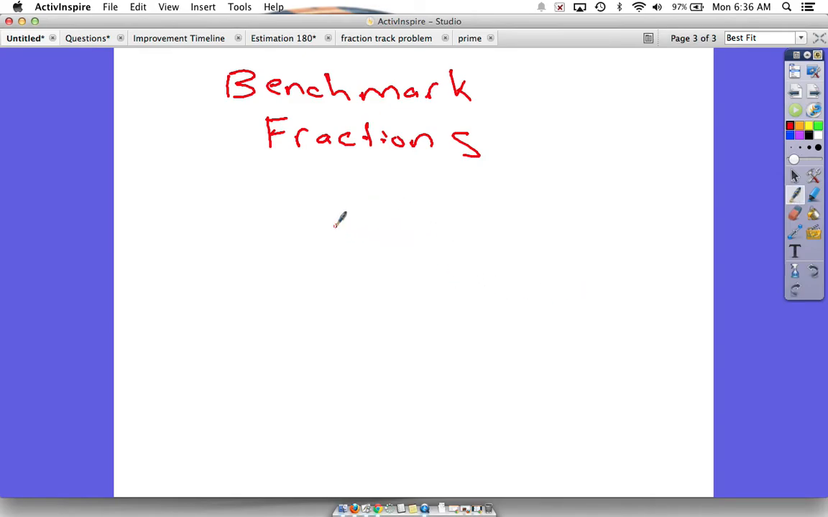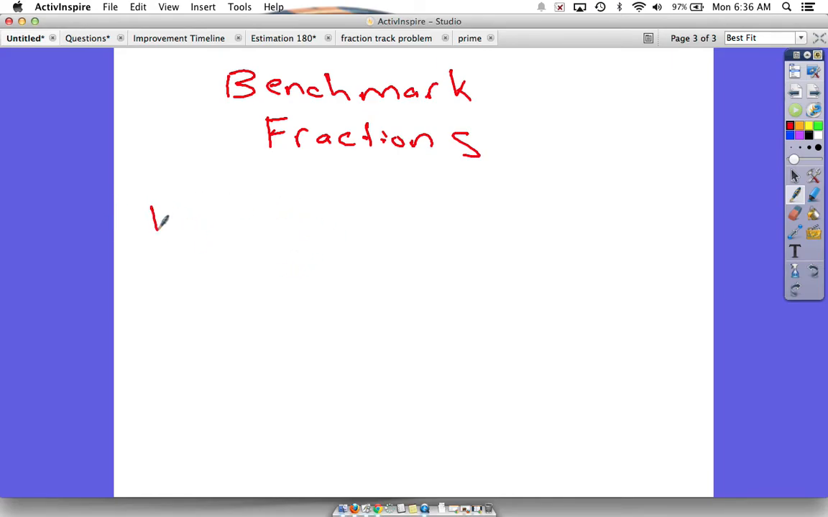Benchmark fractions is our topic today, and these are fractions that we can use to help order fractions. Some of the ones we'll do will be so close together that it'll be really hard to tell which fraction is bigger, but in a lot of cases, you'll be able to tell just by using some simple techniques or some simple things that you should know about fractions.